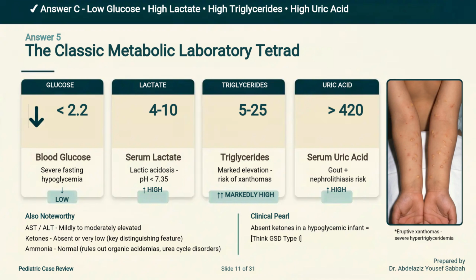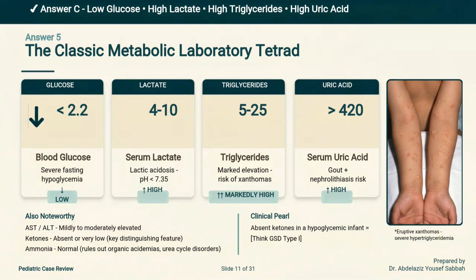This is the classic metabolic laboratory tetrad. Blood glucose is low, below 2.2 millimoles per liter, reflecting severe fasting hypoglycemia. Serum lactate is high, between 4 and 10 millimoles per liter, with a pH below 7.35. Triglycerides are markedly elevated, often between 5 and 25 millimoles per liter, with a risk of eruptive xanthomas. Serum uric acid is high, above 420 micromoles per liter. The liver transaminases are mildly to moderately elevated.